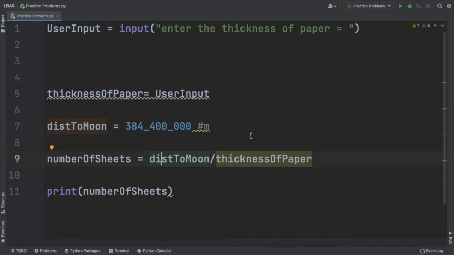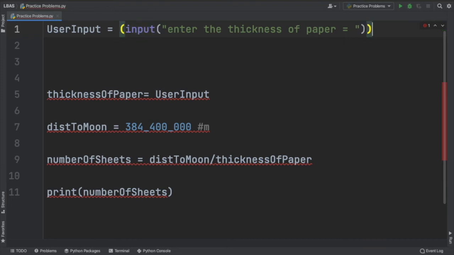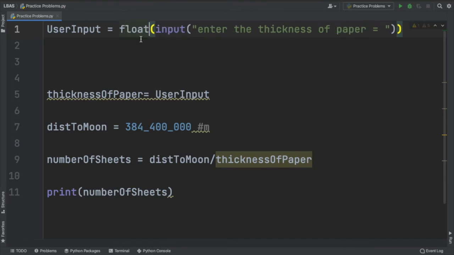Alright, so the input that we enter here is a string by default. So what we're going to have to do is convert this string to an integer. And how do we do that? Well, we just force it to be an integer, but in our case I'll actually force it to be a float, because of course we're going to need more precision in the thickness of paper.